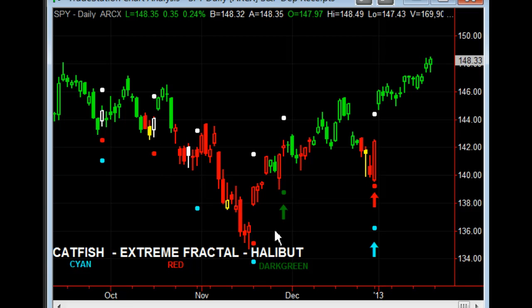Looking at this time period, this is the most recent time period, so we looked at ratio hawks from a little bit earlier, and here you have your extreme fractals and catfish. And the idea behind the catfish, bottom feeder, so it's looking for the bottoms of moves.